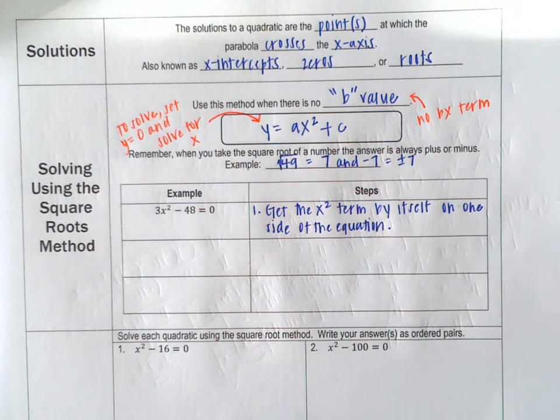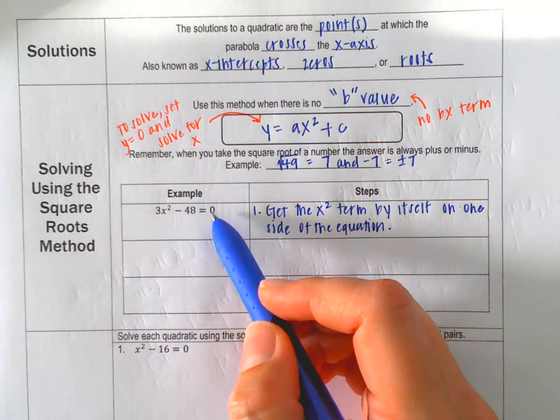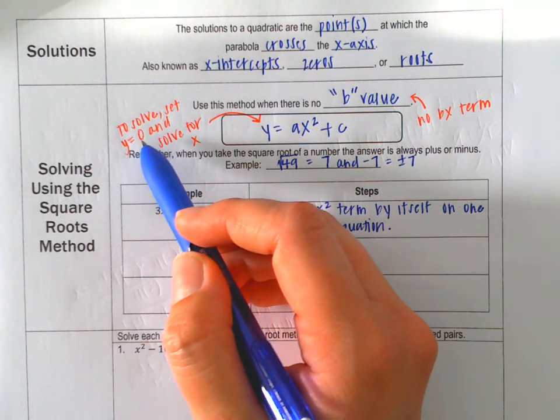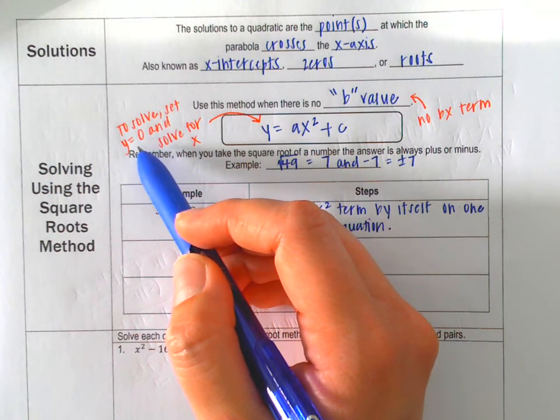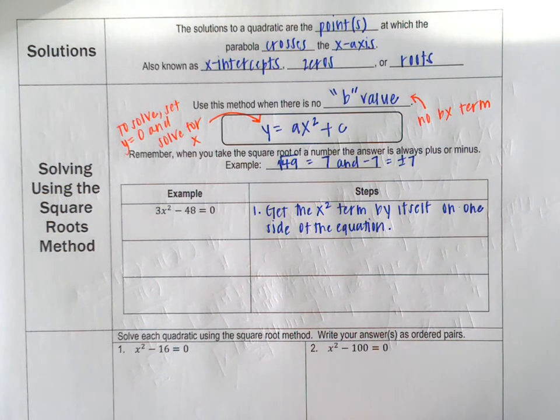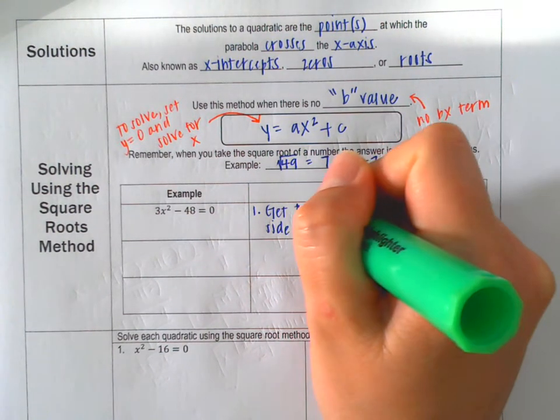Now, before I do that, I want to point out that our equation is already set equal to 0. I already did that step for you. I replaced y with 0, and now we're just solving for x. So these are my steps to solve for x. That means the x squared term, we need to get that by itself.